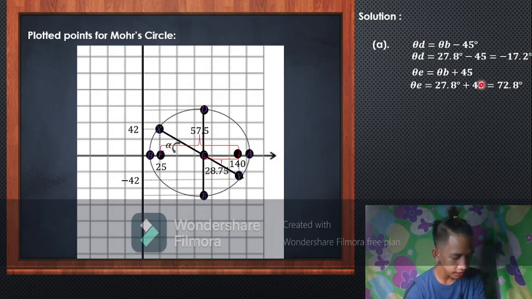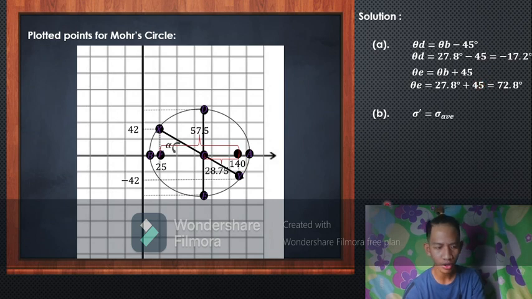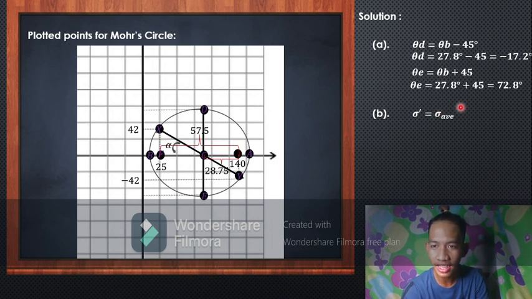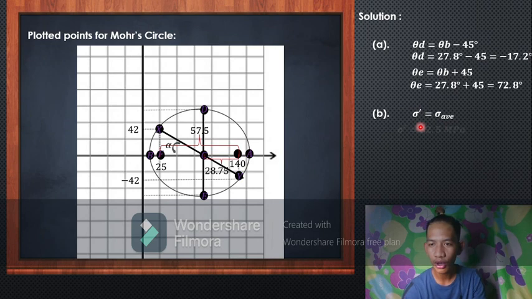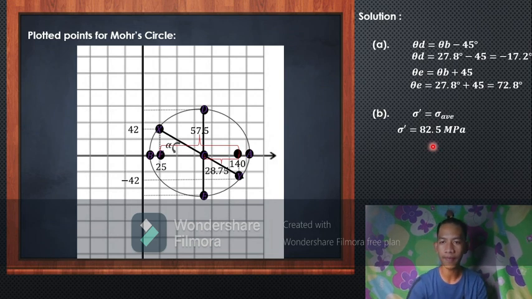In letter B, the corresponding normal stress that we are asked to find is equal to sigma average, which is 82.5 MPa. And that's all. Thank you for listening and watching.